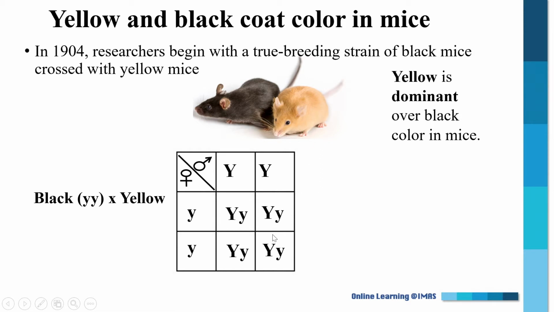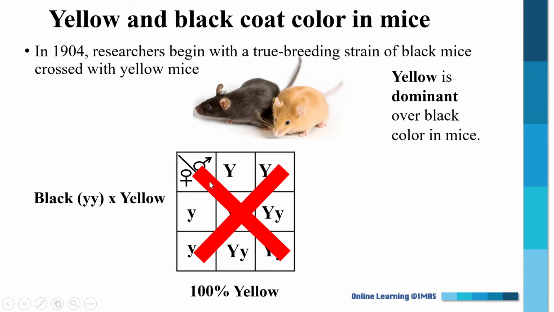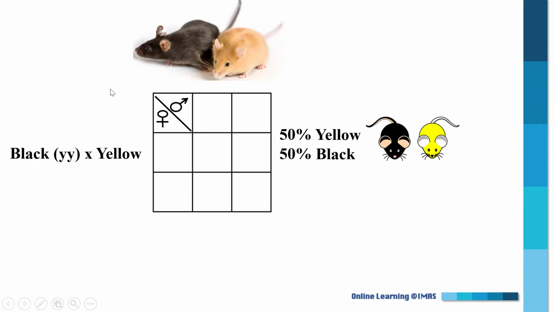But when the researchers did this kind of experiment, they could never get this ratio. What they got, always, was 50% black and 50% yellow mice. So what does this suggest? It suggests that the yellow is actually a heterozygote.